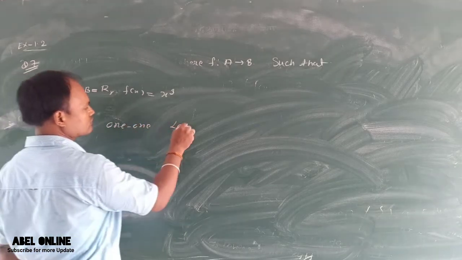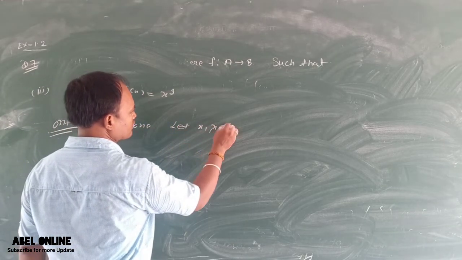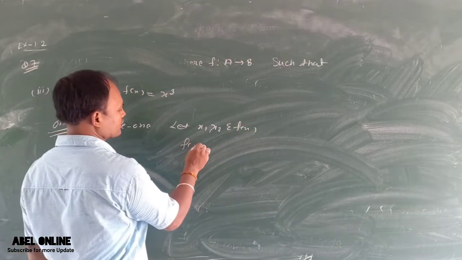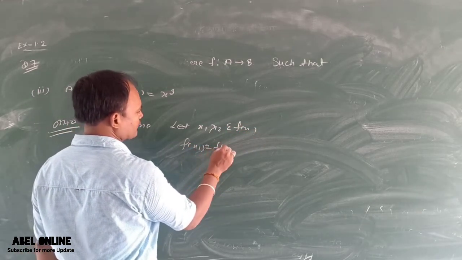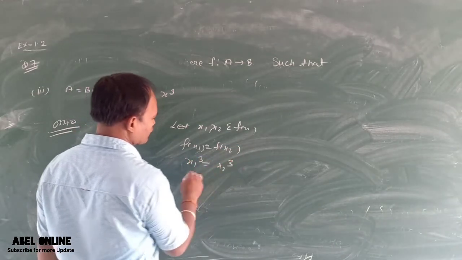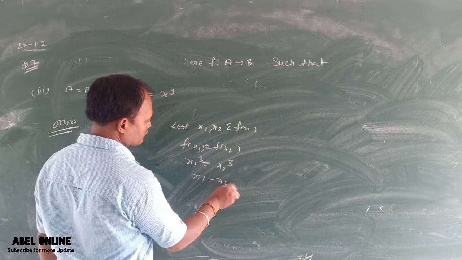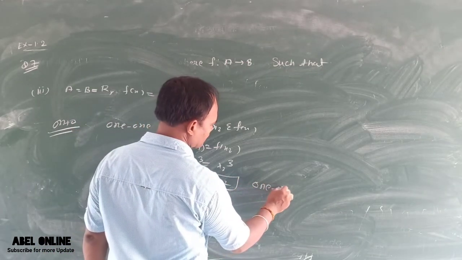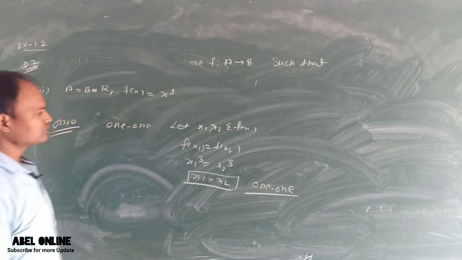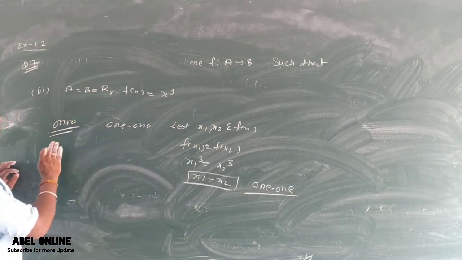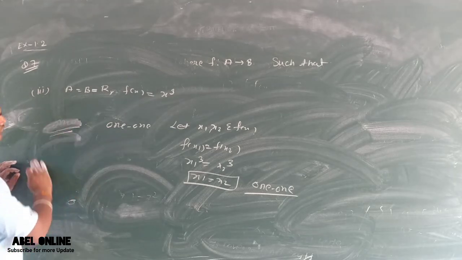So first we have to prove one-one. Let x1, x2 belong to the domain. Then f of x1 equals f of x2, so x1 cube equals x2 cube, so x1 equals x2. So we can say that it is one-one. Now students, onto.